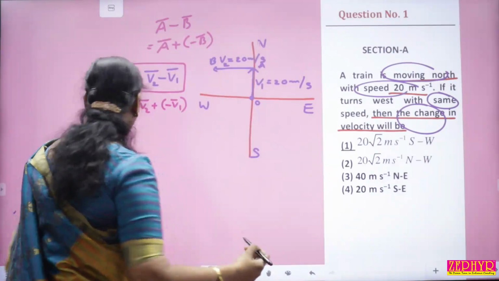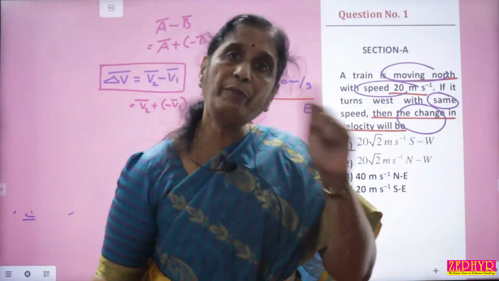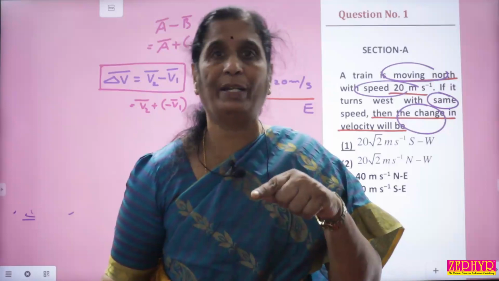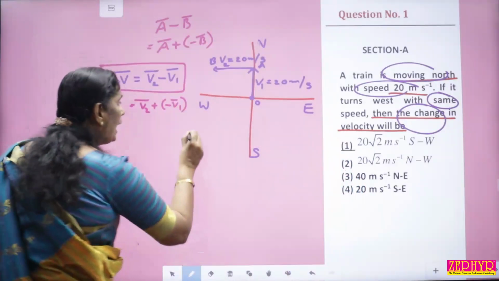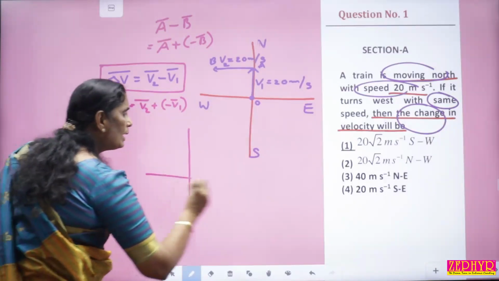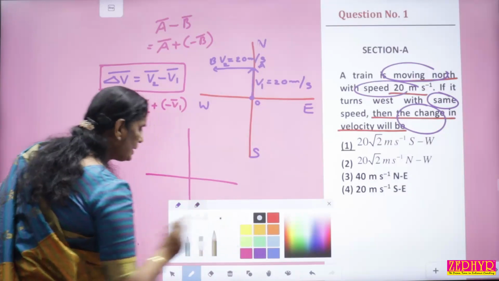So now we have to draw the figure once again because this is for V1 and V2. We don't want V1, V2. We want V2 and minus V1. So you have to reverse the direction of V1. So now again go for the figure. Okay, so this is the figure which they have given in the problem. So we have to adjust that.